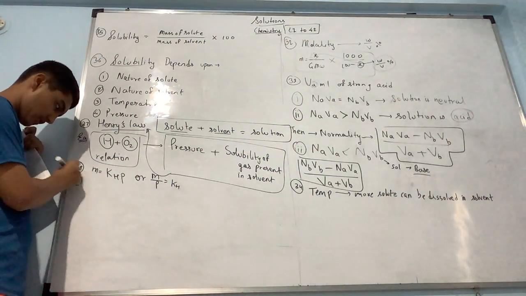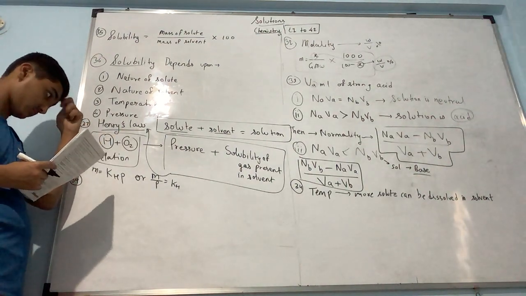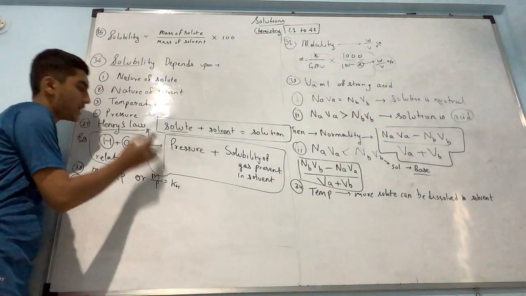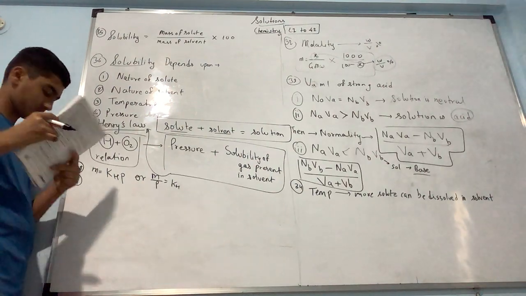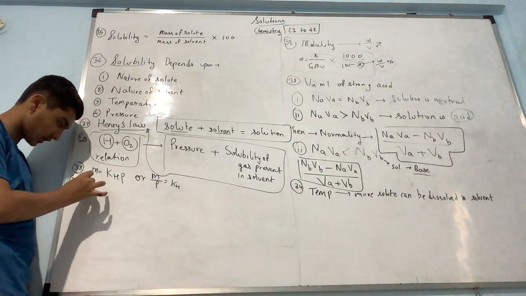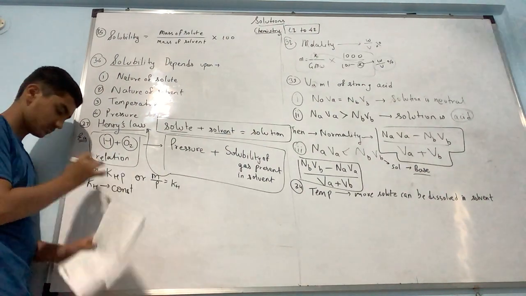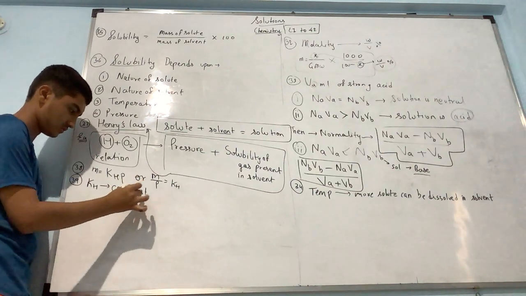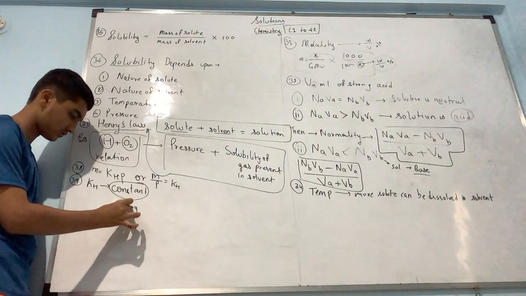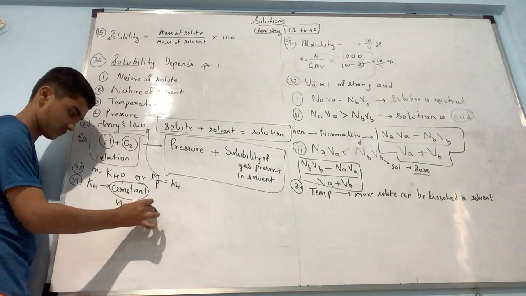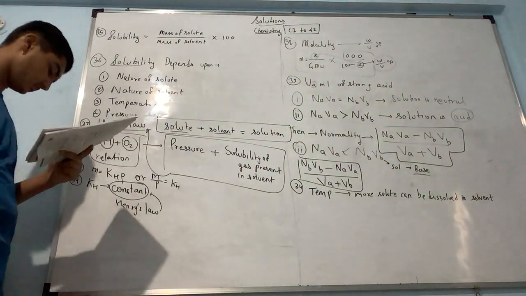Point 39. Here KH means Henry's law constant. Yes, the next point is about that only. K means constant. What is the constant? Henry's law constant.